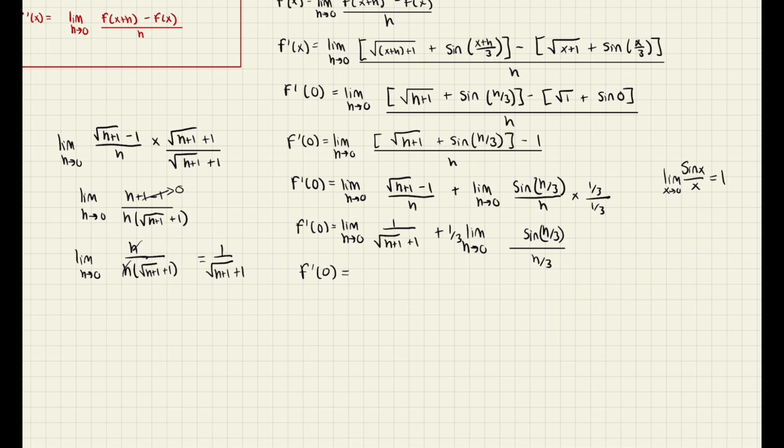So the limit as h approaches 0 for this first term is going to be 1 over square root of 1 plus 1, or 1 over 2. This is going to be added to this 1 over 3 term multiplied by the limit as h approaches 0 of the sine x over x, or sine h over 3 over h over 3, which is just 1. So now here we get our solution: f at 0 is equal to 1/2 plus 1 over 3, or 5 over 6. And here is our solution. And there you go.